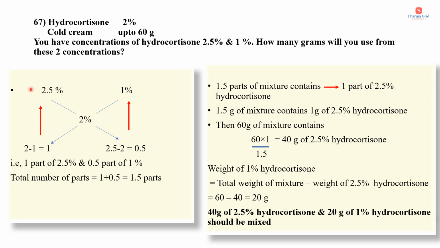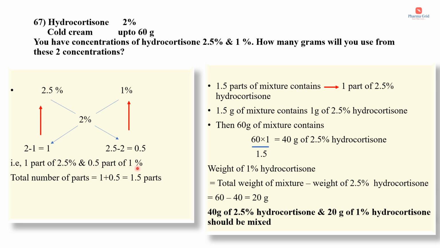2.5% is the higher concentration and 1% is the lower concentration, and by mixing we need to get the concentration of 2%, which is the required percentage. Use the alligation method here. 2.5 minus 2, the higher concentration minus the required percentage, is equal to 0.5. And 2 minus 1, the required percentage minus the lower concentration, is equal to 1. That is one part of 2.5% and 0.5 part of 1%.